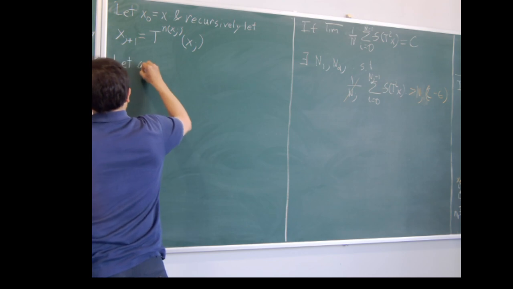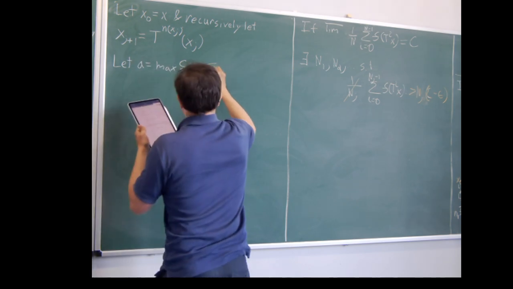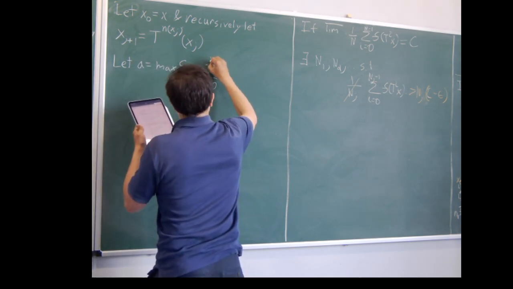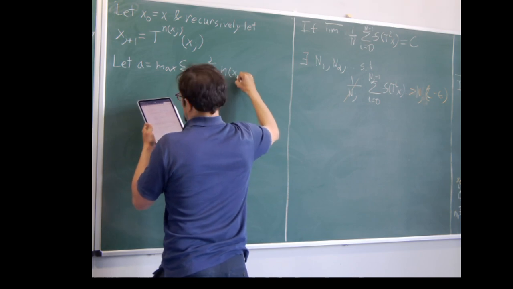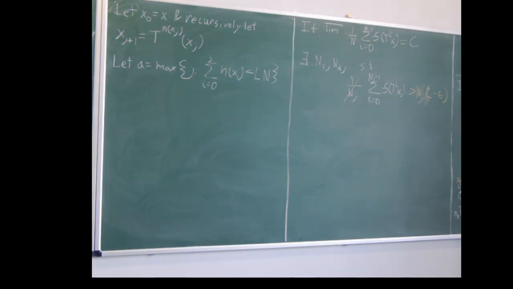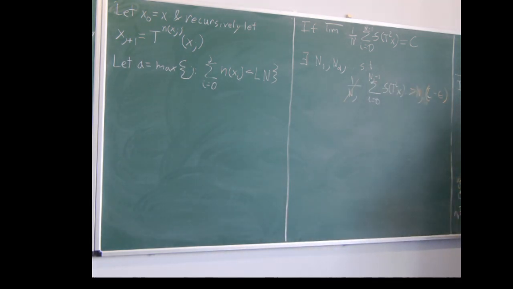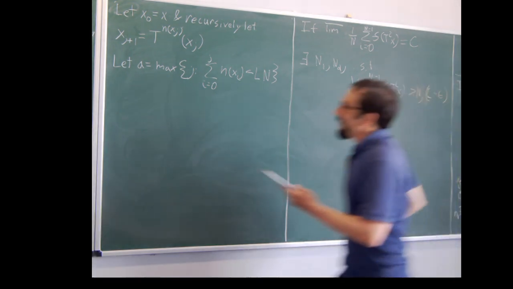Let A be equal to the maximum of the set of J such that the summation from I equals 0 to J of n of x sub I is less than L sub n. So what is this? This is the number of windows that are entirely contained in my segment. So I can repeat this infinitely often and I get infinitely many windows. I only want to look at the number of windows that appear in my chunk of size n. Is everybody okay with this? Who understands what I mean when I say the word window? Oh, great, cool.